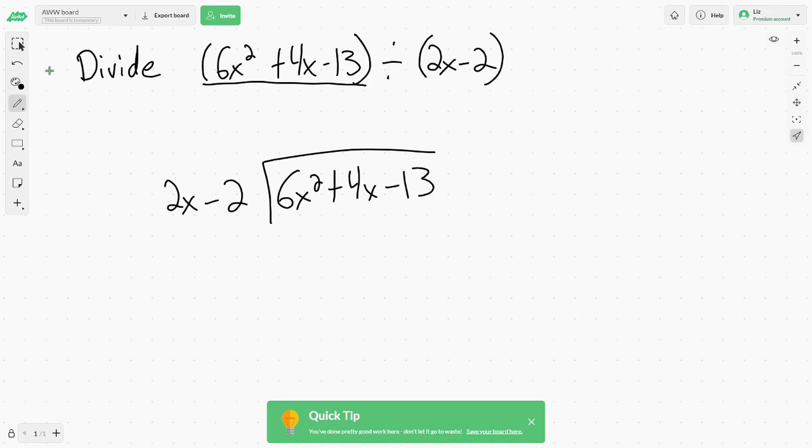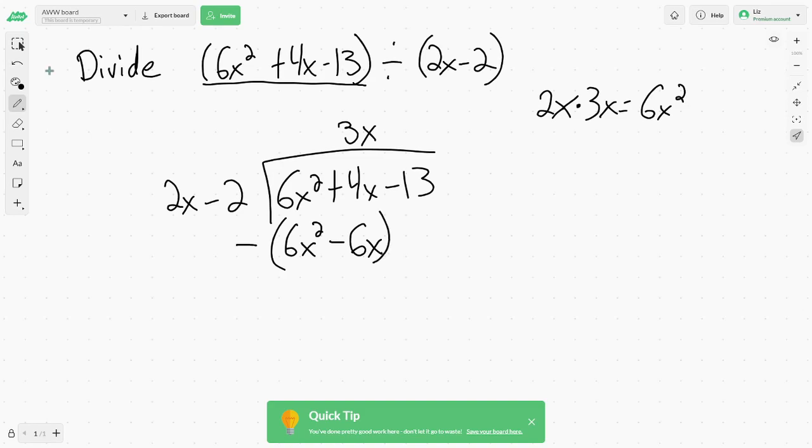Alright, so what do we need to multiply 2x by to get 6x squared? Well, 2x times 3x equals 6x squared. So I need to multiply it by 3x. So we already know 3x times 2x is 6x squared. 3x times negative 2 is a negative 6x. Remember, we're subtracting the whole thing. So 6x squared minus 6x squared, they cancel out, it's just 0. 4x minus negative 6x, so it's going to be 4x plus 6x, is 10x.